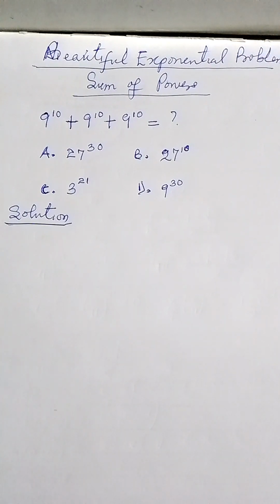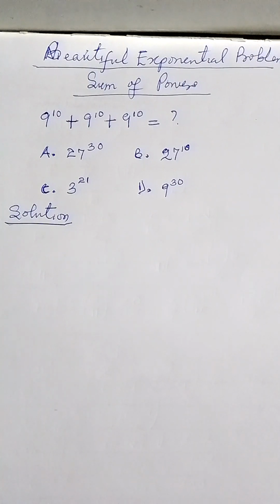And then of course we have options to follow. 4 options, and the first one is 27 to the power of 30, B is 27 to the power of 10, and option C is 3 to the power of 21, and option D is 9 to the power of 30. So which of these 4 options will be the correct answer?